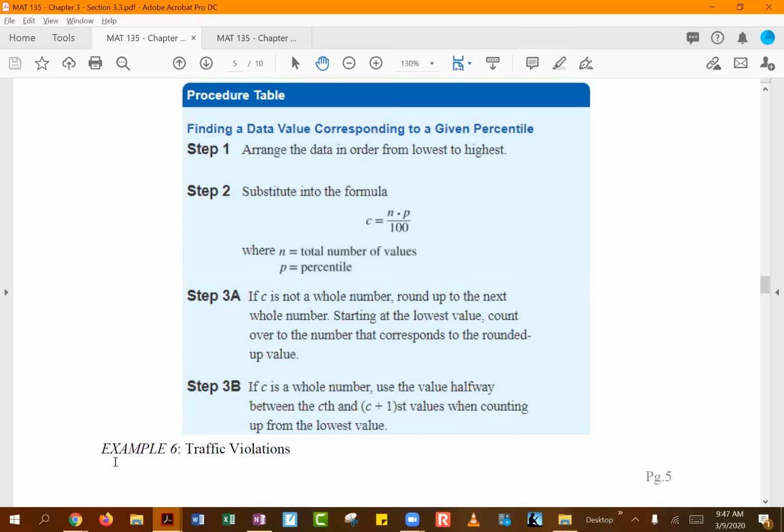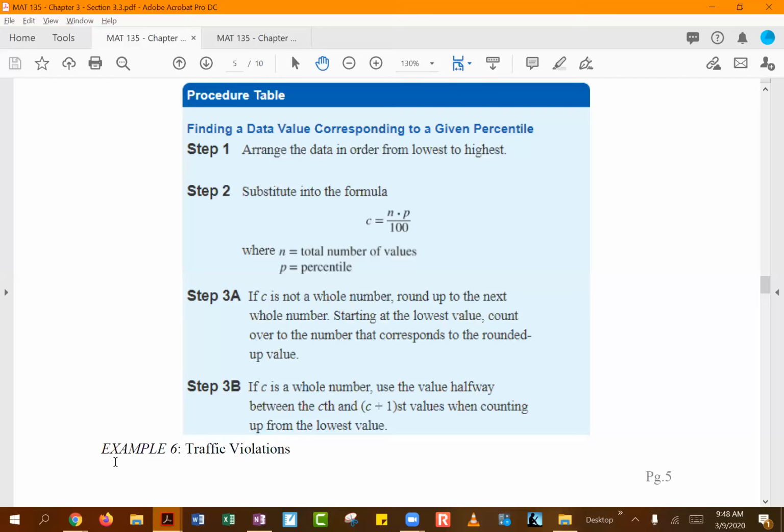Now, if this calculation for C comes out to be a whole number, then they are saying use the value halfway between the C and the C plus 1 position when you are counting from your lowest data value. So it's really interesting on how they want us to find the position where that percentile data value will be.